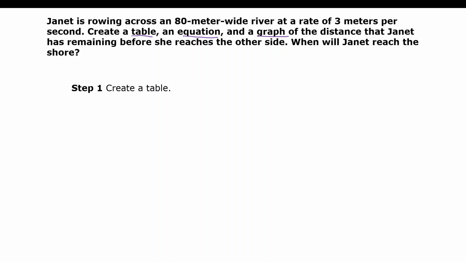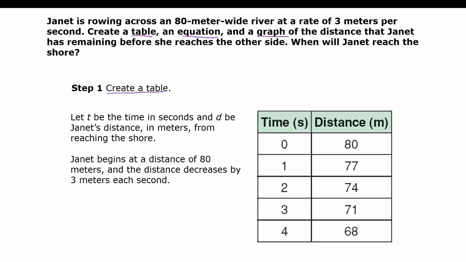All right, so we have to create all three of these to complete the assignment. So the assignment says create a table. Let's do that one first because that's probably the easiest. So we can just set up the table and let T be the time in seconds and D be Janet's distance in meters from reaching the shore. Janet begins at a distance of 80 meters and the distance decreases by 3 meters each second.